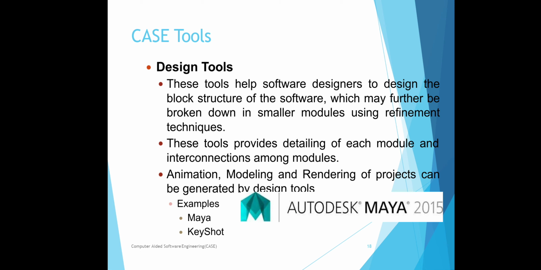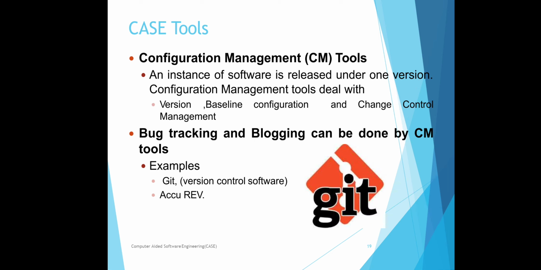Designing tools. Designing tools help the software designer to design the block structure of the software, which may further be broken down into smaller modules using refinement techniques. Each module and the intercommunication among the modules are generated by the designing tools. Example: Maya and Keyshot. Bug tracking and debugging can be done in configuration management tools. Example: Git.